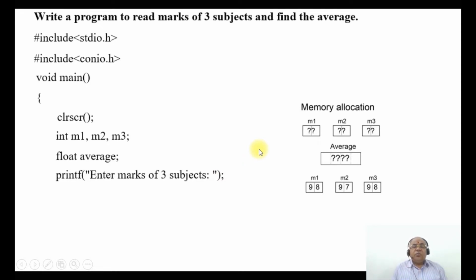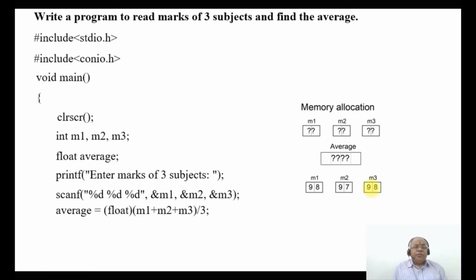So we enter the marks here for M1, M2, M3, which are 98, 97 and 98. Then read those numbers. That means M1 will have 98, M2 will have 97 and M3 will have 98. When you want to take the average, M1 plus M2 plus M3 divided by 3, what happens? Because it is integer by integer, there is no implicit conversion, so you will always get an integer.